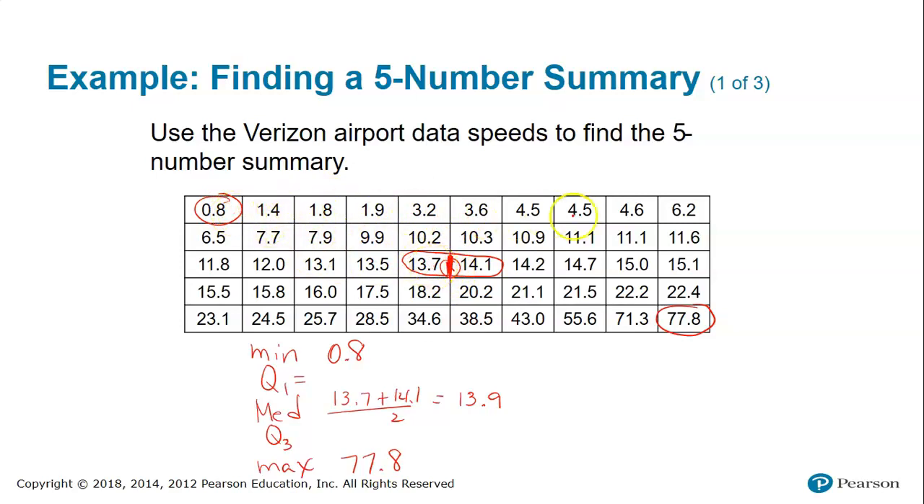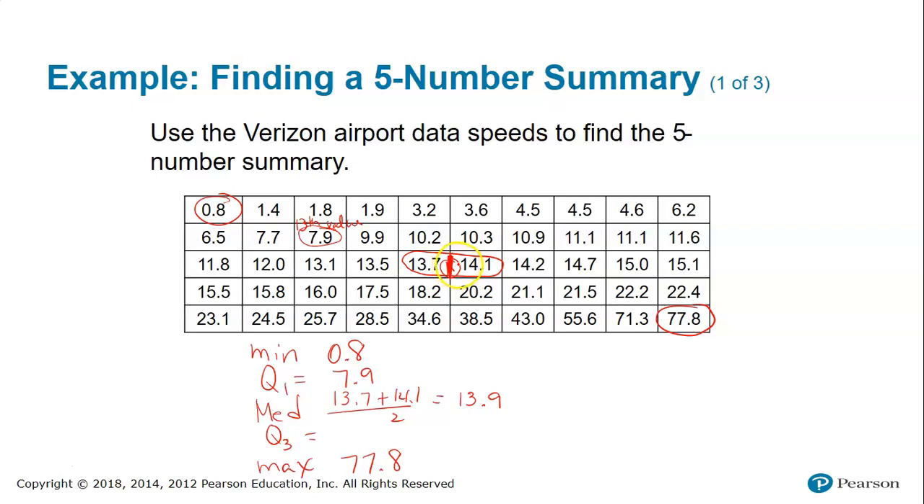So looking at the bottom half of the data, that's 25 values. If I go to the middle of the 25 values, that's going to be my 13th value. So that's going to be this 7.9, because that's my 13th value.